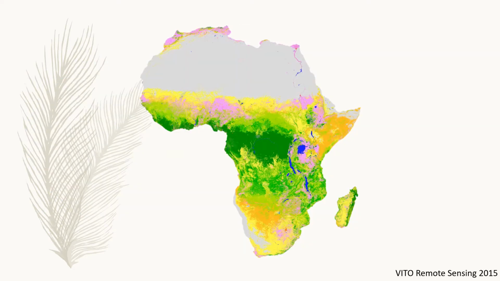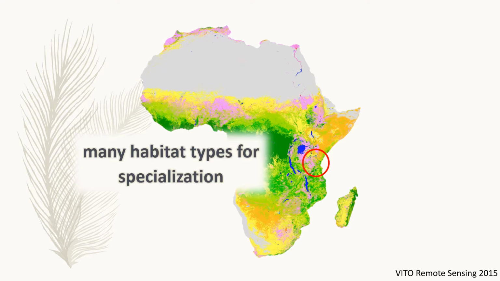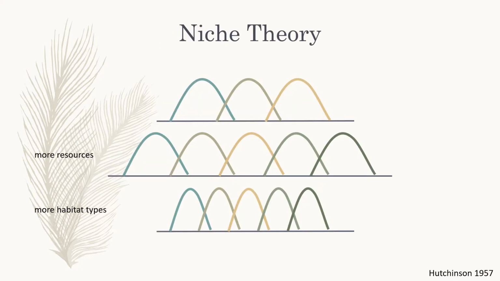And then if you look at this map of land classification by Vito Remote Sensing in 2015, you can see that the area near Tanzania has a large variety of habitat types that allows for increased species because of that increased specialization. So according to niche theory, because Tanzania has this increase in resources relative to the rest of the globe and increase in habitat types, we would expect Tanzania to have an increased number of species out there.